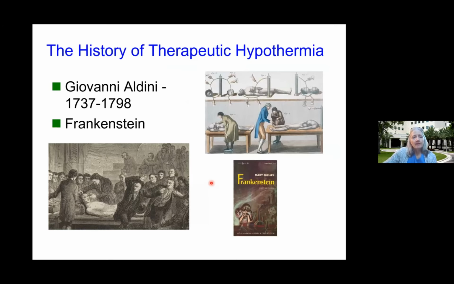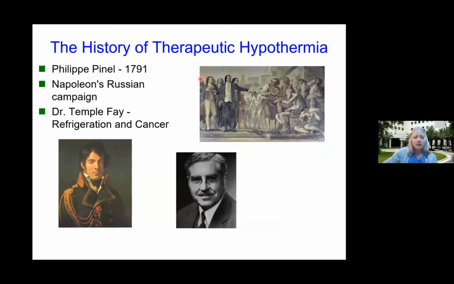And then we had Philippe Pinel, French doctor, in 1791, who actually used therapeutic hypothermia, or cold therapy, for mental illness. This was probably not a slam dunk, but they were doing this back in the late 1700s. Most of you are probably familiar with Napoleon's Russian campaign, with the physician actually using ice or cold as an anesthetic when they had to do amputations. And of course, Dr. Temple Fay, very famous neurosurgeon, really pioneered the use of refrigeration or hypothermia or cold therapy in cancer, as well as head trauma.